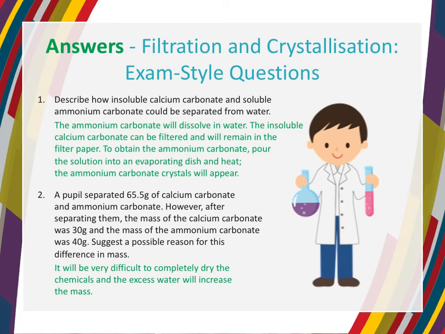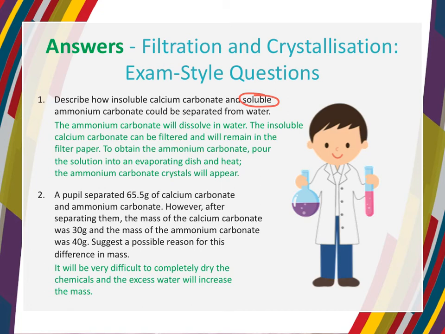So here we go. The ammonium carbonate will dissolve in water. We know that because it says it is soluble. The insoluble calcium carbonate can be filtered and will remain on the filter paper. It's a solid, it won't go through the little holes on the filter paper. To obtain the ammonium carbonate, pour the solution into an evaporating dish and heat. Just like our big method earlier, the ammonium carbonate crystals are going to appear when the water evaporates.